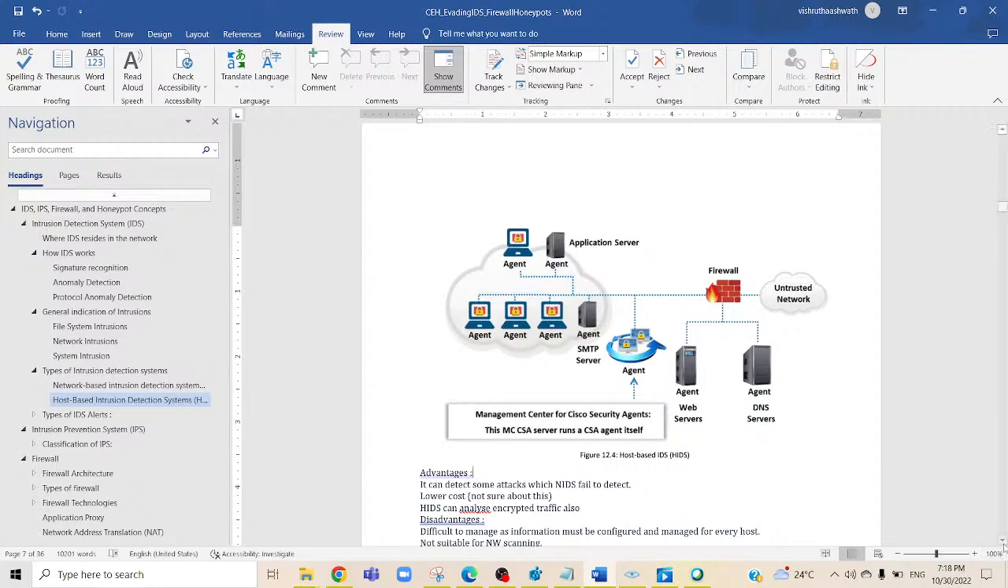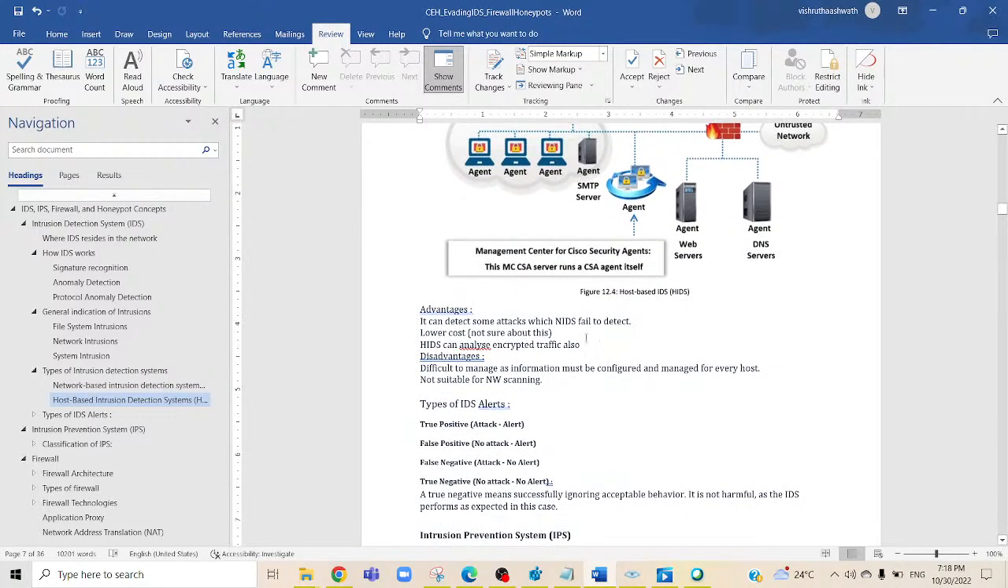The advantages: it can detect some attacks which NIDS fails to detect. Lower cost. I'm not sure how this is lower cost, because there have to be many HIDS, whereas NIDS can be placed near the firewall. One or two NIDS can be placed, but if there are, for example, 100 machines, this agent should be present on all 100 machines. So I'm not sure how this is lower cost. HIDS can also analyze encrypted traffic, whereas NIDS cannot analyze encrypted traffic.